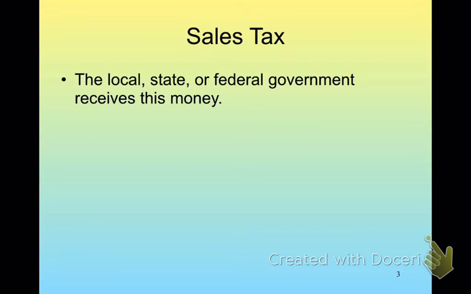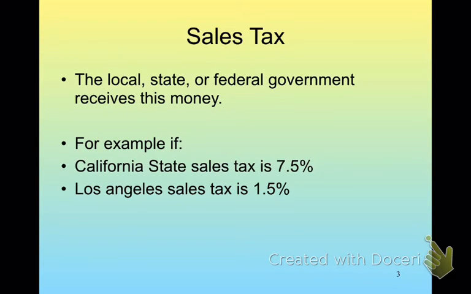All right, so let's go ahead and move on. For example, California sales tax is 7.5%. Los Angeles sales tax is 1.5%. Sometimes there's an additional city tax, but overall we have a tax rate of 9%. So in Los Angeles, you would pay 9% on any item that is taxable. Other cities have higher sales tax, so you might pay a little bit more than 9%. Other cities have lower sales tax than Los Angeles, so it might be lower than 9%.